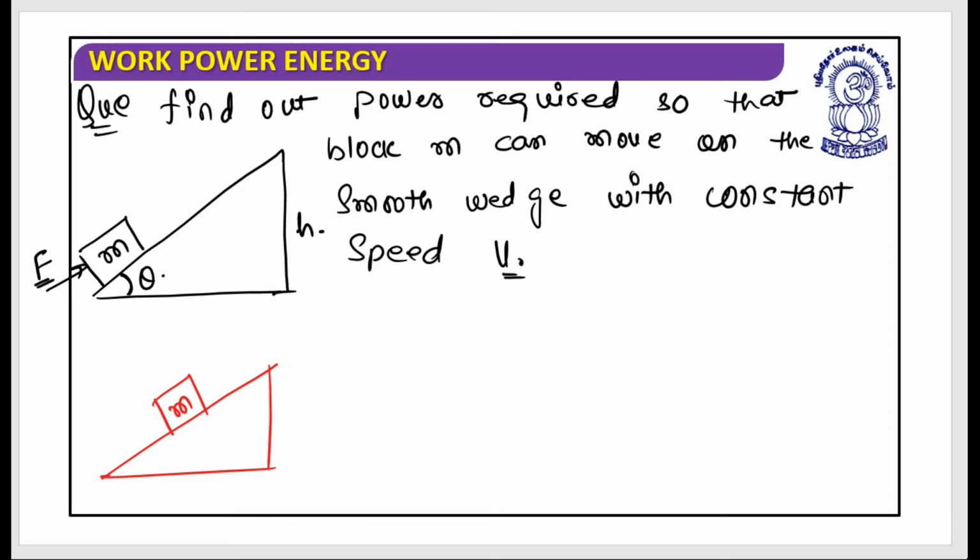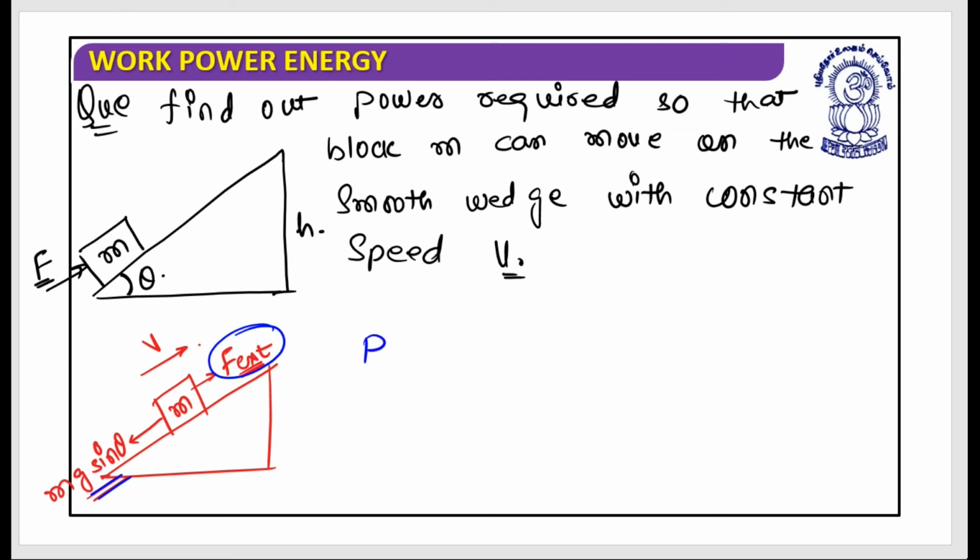As it is a smooth wedge, only one force was acting, the mg sine theta. And if you want this block to move in the upward direction, then your F external should be such that it can balance this mg sine theta. If you are capable enough to provide the external force equal in magnitude to mg sine theta, the net force in this direction is 0, and the block can move very easily with the same speed.